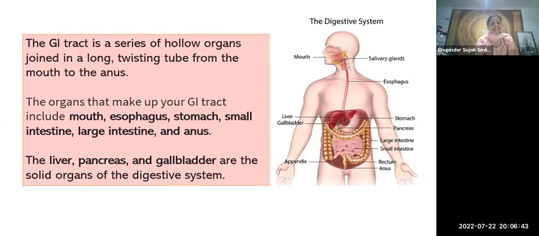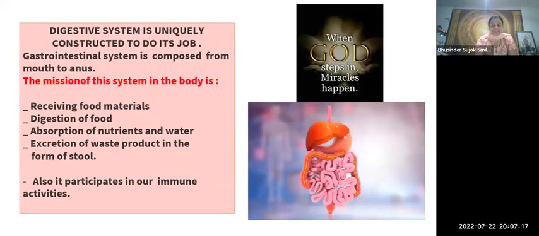So this GIT tract is a series of hollow organs, joined in a long twisting tube from the mouth to the anus. The organs that make up your GI tract include the mouth, esophagus, stomach, small intestine, large intestine, and anus. And also the liver, pancreas, and gallbladder are solid organs, also working in our digestive system. The digestive system is uniquely constructed to do its job. It is doing a wonderful, miraculous job.